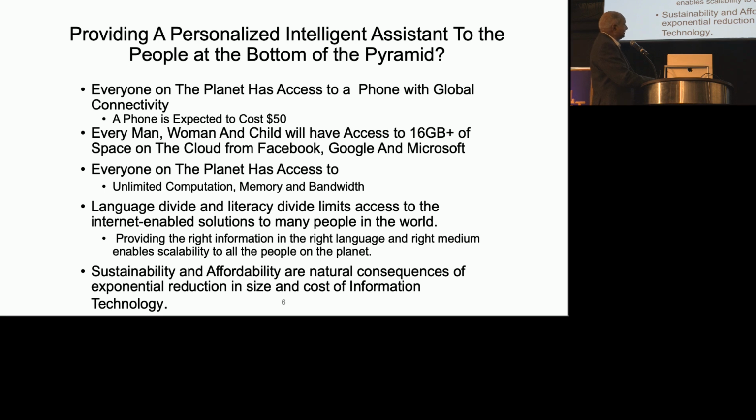Providing the right information to the right people in the right language at the right level of granularity turns out to be very important for everyone. The question is, what is the nature of intelligent assistance I can build that will be able to do that? That's a different talk I give on how you would predict and deal with tsunamis and hurricanes so that we don't have as many people dying. So sustainability and affordability are the two very important attributes for the people at the bottom of the pyramid.